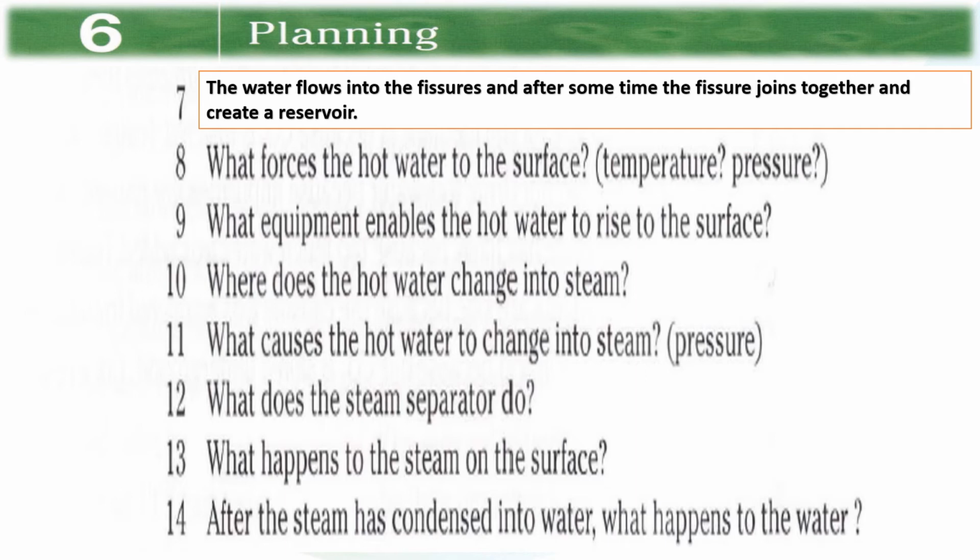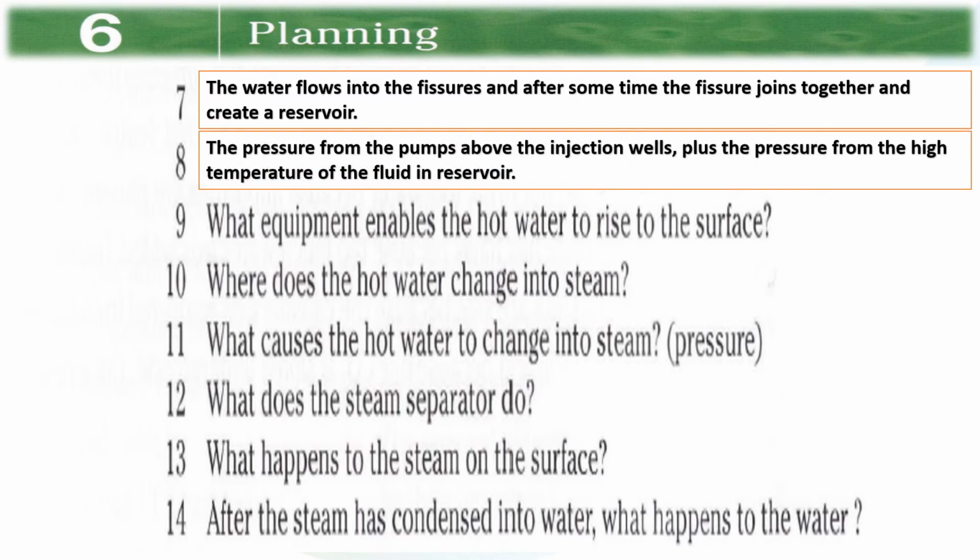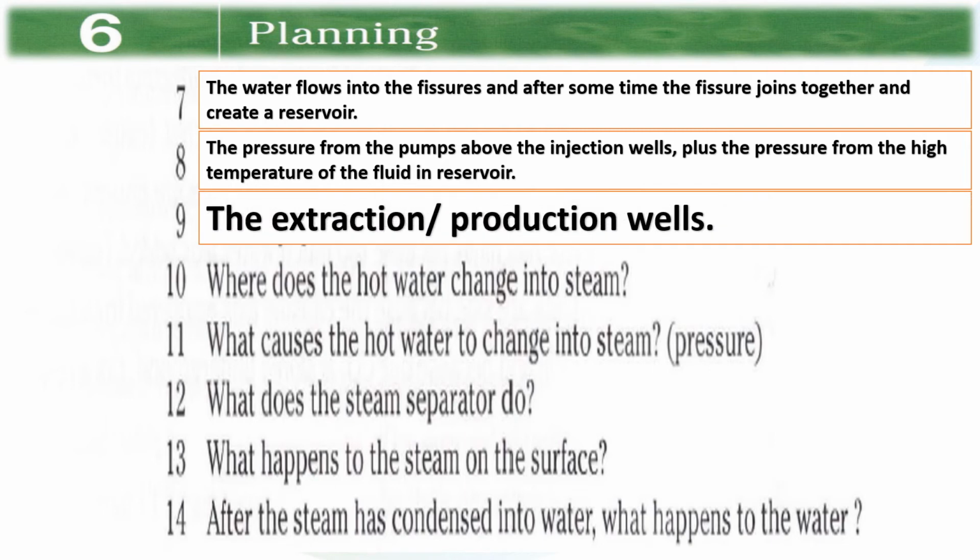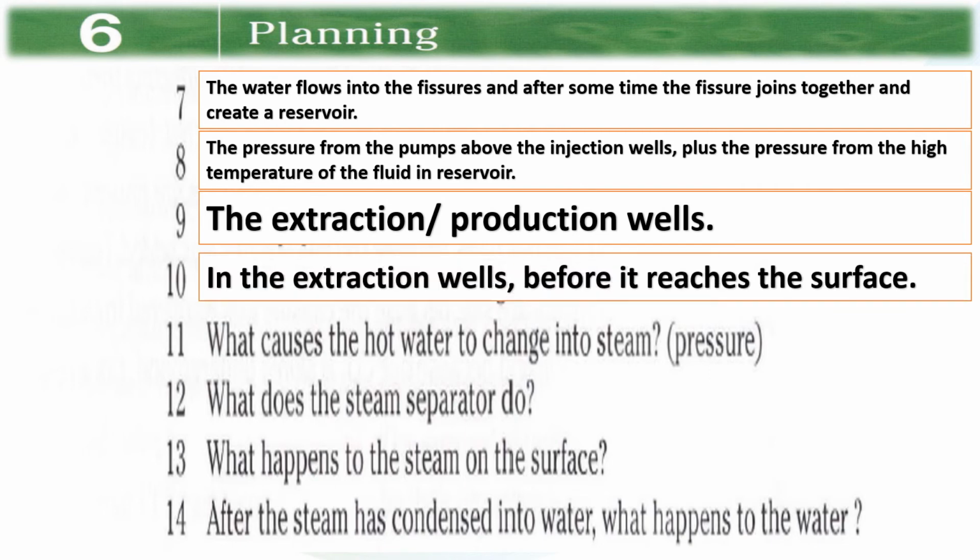Number 8, what forces the hot water to the surface? The answer, the pressure from the pumps above the injection wells, plus the pressure from the high temperature of the fluid in the reservoir. Number 9, what equipment enables the hot water to rise to the surface? The answer is the extraction wells or the production wells. Number 10, where does the hot water change into steam? In the extraction wells before it reaches the surface.